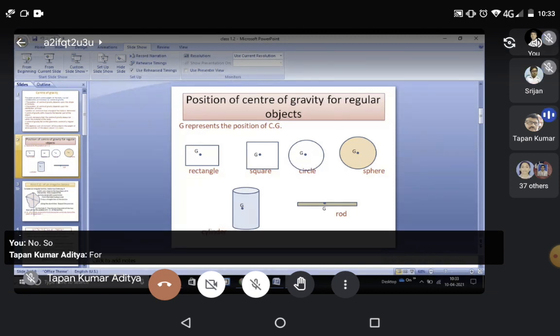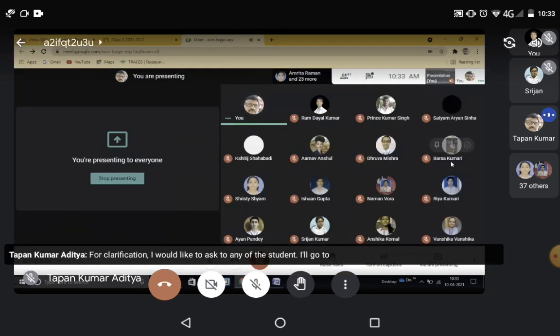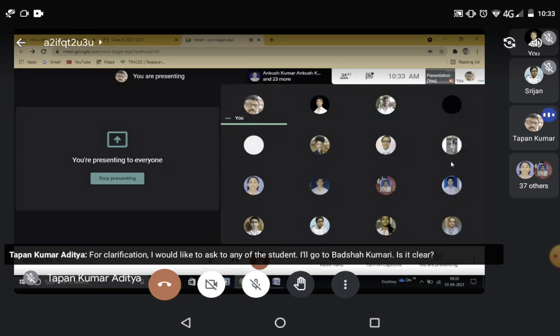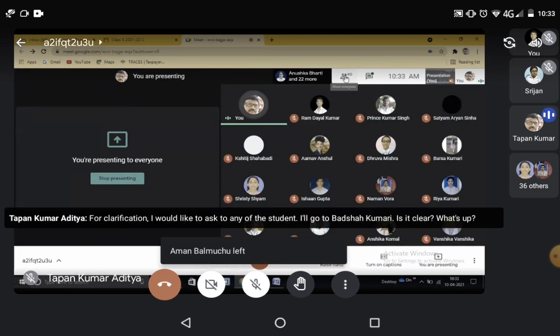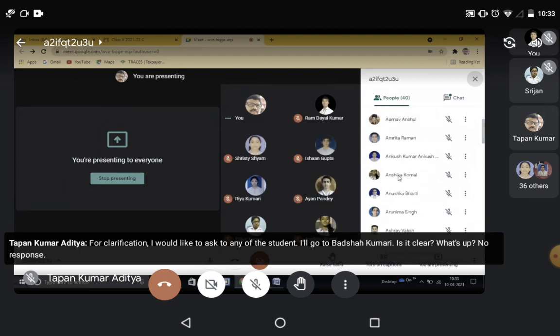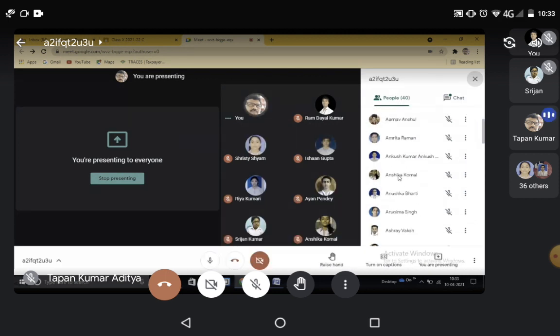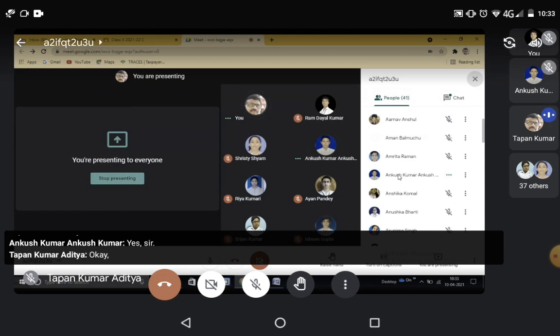For clarification, I would like to ask any of the students, I'll go to Varsha Kumari. Is it clear? Varsha? No response? Ankush, is it clear? Yes, sir.